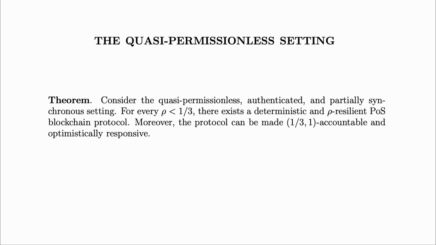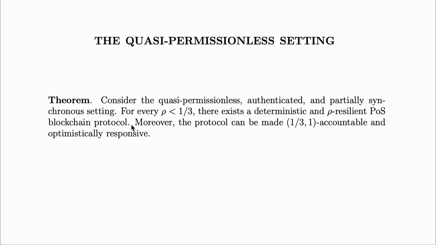Okay, so that was a negative result for the dynamically available setting. Now let's see a positive result for the quasi-permissionless setting. Consider the quasi-permissionless, authenticated, and partially synchronous setting. For every rho less than a third, there exists a deterministic and rho-resilient proof-of-stake blockchain protocol. Before we even consider the last sentence there, that already gives us one separation between the dynamically available and quasi-permissionless settings, because the quasi-permissionless protocols can function in partial synchrony.